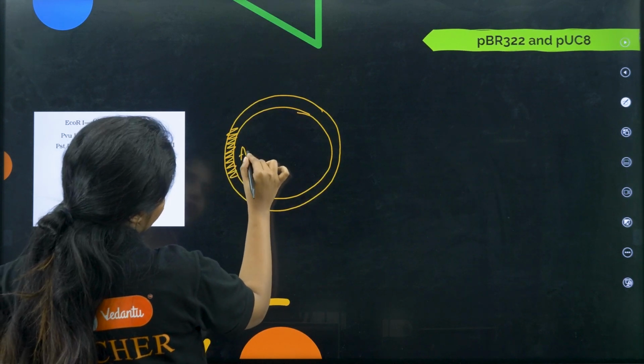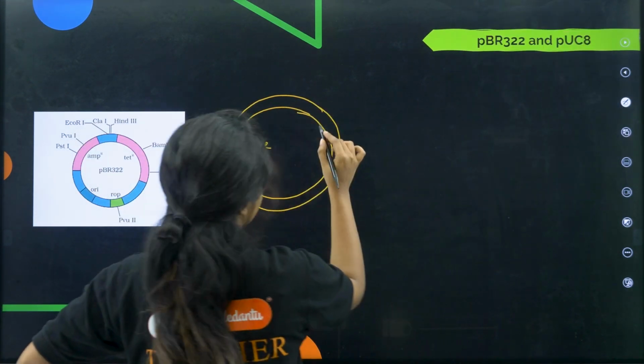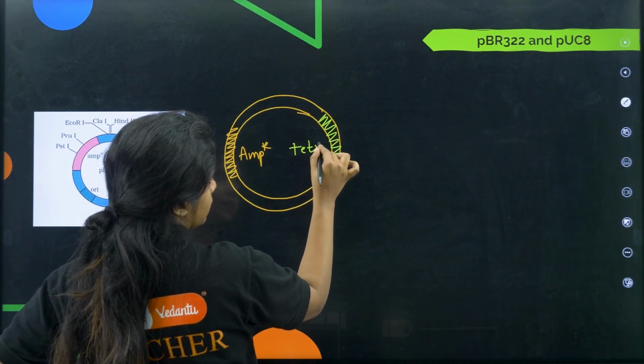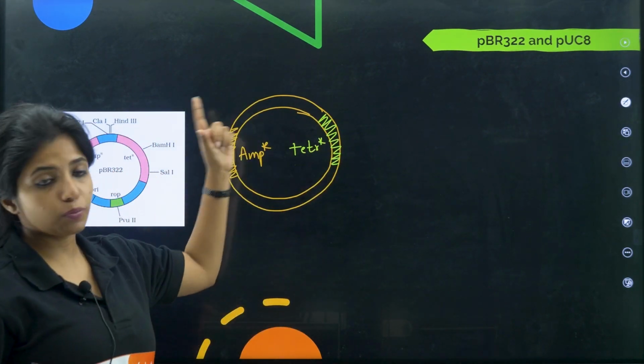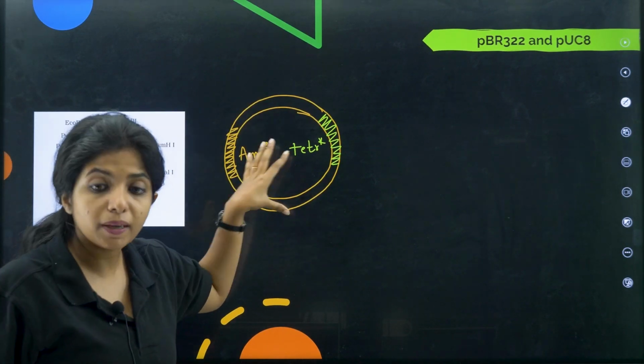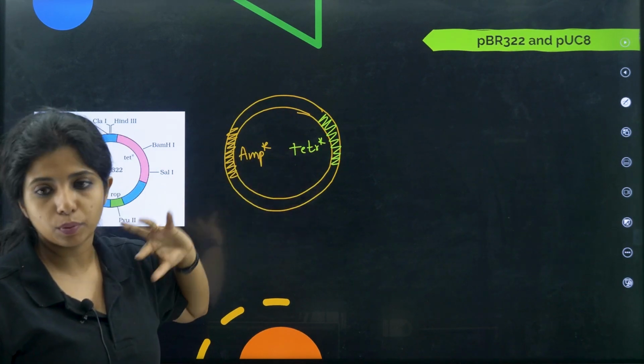This gene is coding for ampicillin resistance. This gene is going to code for tetracycline resistance. So an organism that has this plasmid will be able to survive even if ampicillin is there, even if tetracycline is there. Both of them are antibiotics.